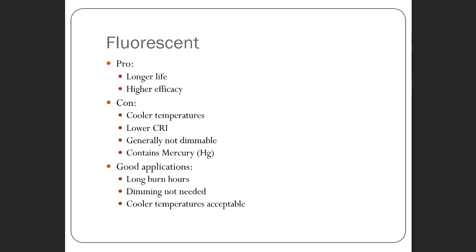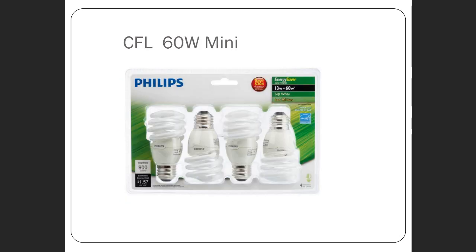Generally speaking, fluorescent isn't dimmable. The other downside of fluorescent is that it contains mercury, which is a hazardous material. So we have to be careful about what happens to our fluorescent lamp if it breaks, and how that lamp is disposed of. Good applications for linear fluorescents are obviously a classroom or an office: long on time, long burn hours, we don't need to dim, and those cooler color temperatures are acceptable. Those are good places for fluorescents.